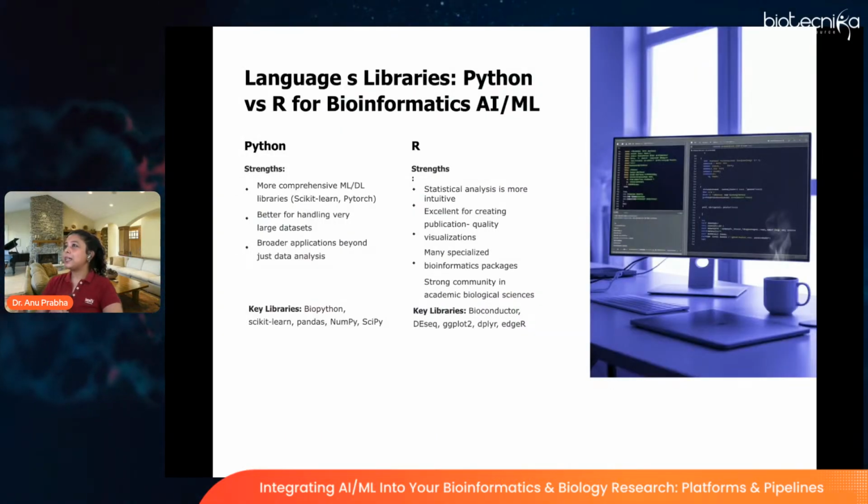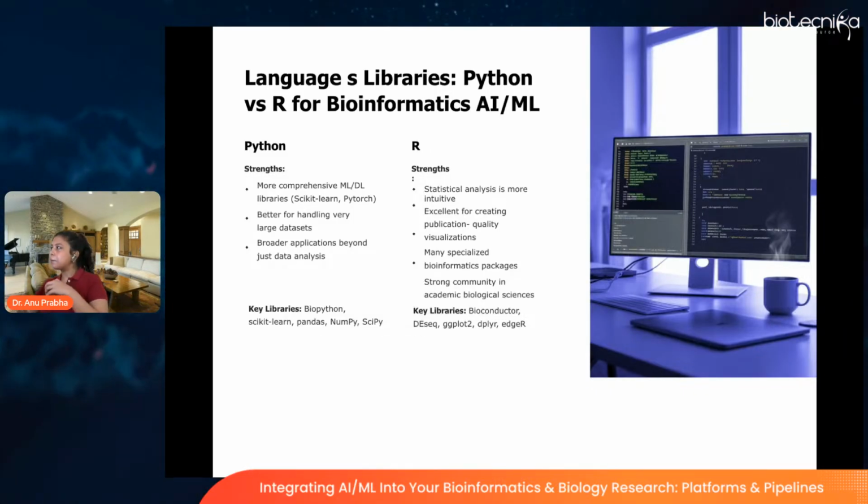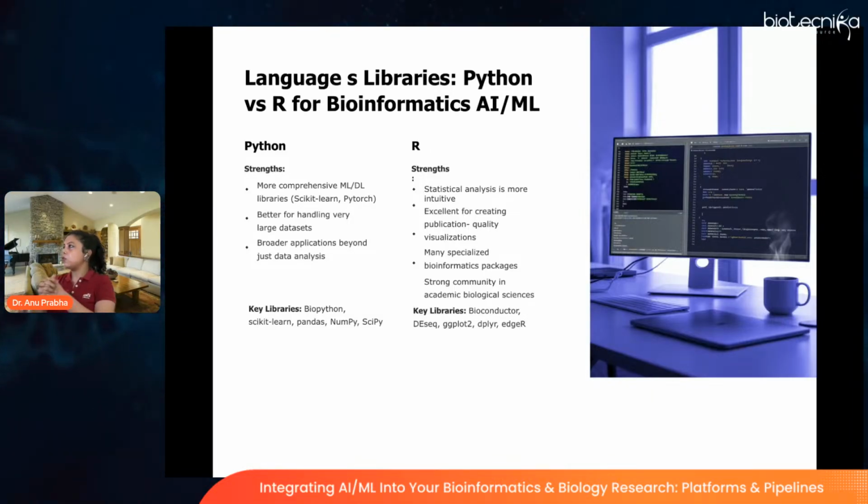Okay, coming to languages and libraries that are there. You can either use Python or you can use R. However, in my experience, industry standard requires Python. R is phenomenal for research purposes, and especially in some problems in the transcriptomic world, it is very important, and people do use it a lot.